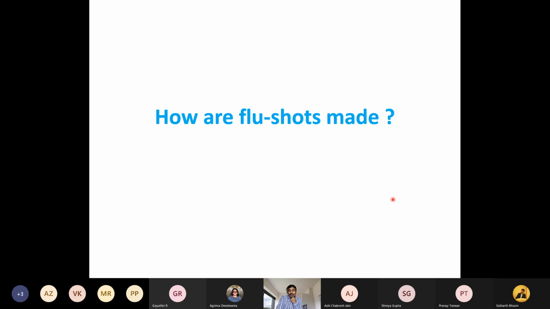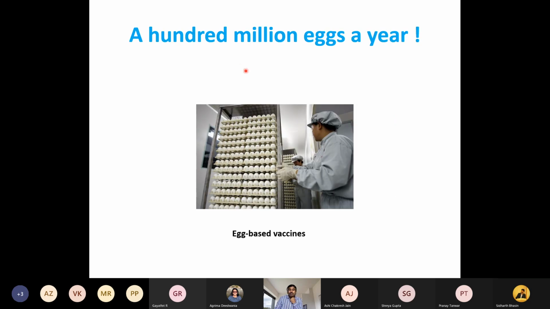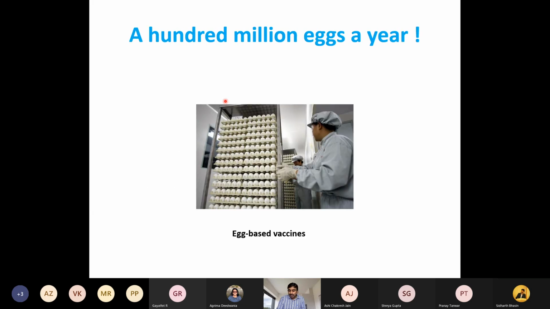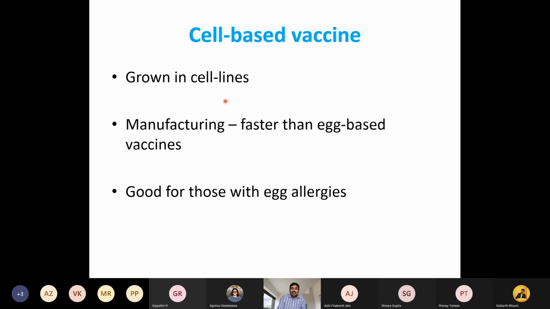Now, how are these flu shots made? I told you in the diagnostics part that influenza virus can grow very well in eggs. So most of these vaccines are egg-based vaccines. They use millions of eggs to make the influenza virus vaccine year after year because it grows well in eggs. Some people have egg allergies, so for them there are alternatives where the virus can be grown in a cell culture and then killed and used. Both of these are killed vaccines: growing a lot of virus in eggs or in cell culture, killing it, and then injecting it.